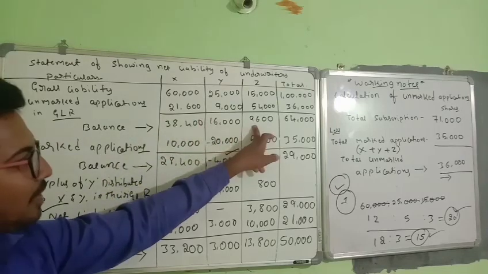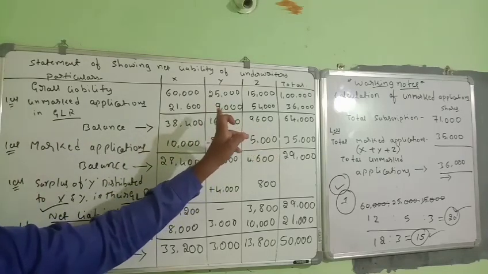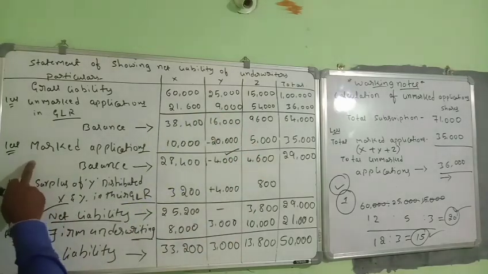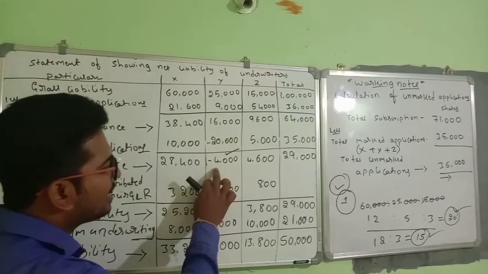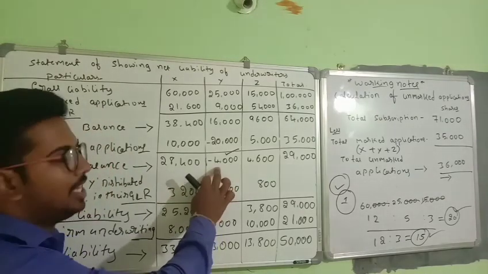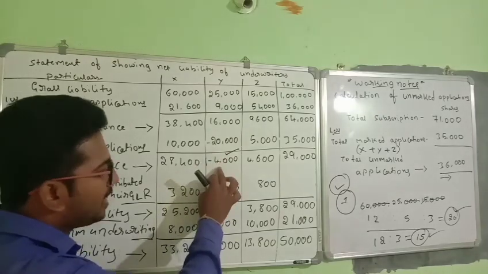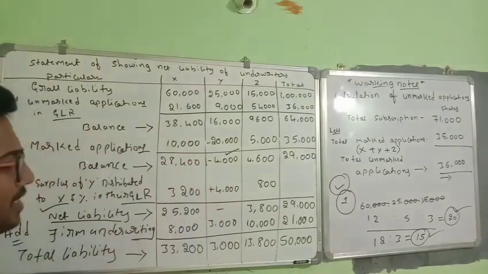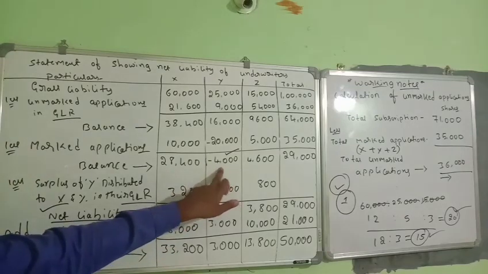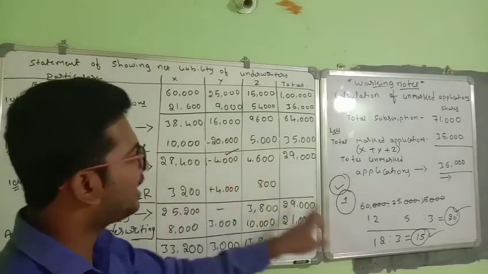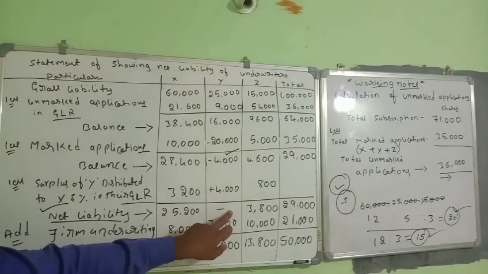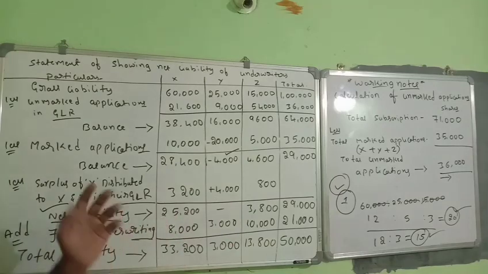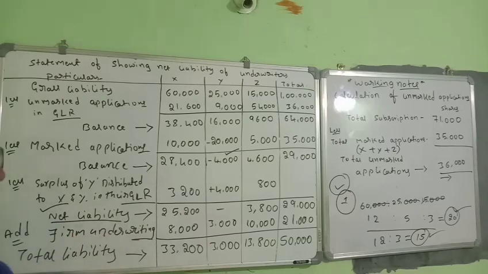Any negative figure that you get here, distribute to the remaining partners. If there is no negative figure, directly go with less marked applications. Then we get a balance of 4,000 as a negative figure. That is what you call a surplus. So the surplus is distributed to the remaining underwriters in the gross liability ratio. So 4,000 distributed to X and Z in their gross liability ratio. Then you will get no further negative balance. We call it the net liability. So whatever the treatment, at last you should add firm underwriting, and you will get the total liability.